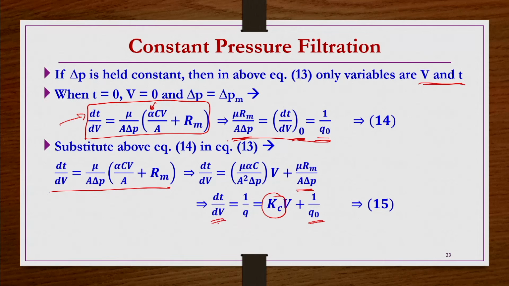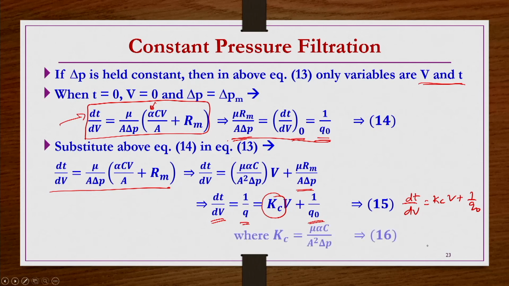At some other instant of time, dt by dv we can write as 1 by q, or simply the equation is dt by dv equals kc v plus 1 by q naught. If you know this kc experimentally, you can get the alpha value. If you know this 1 by q naught value experimentally, then you know the rm value. That is the purpose we are doing this.